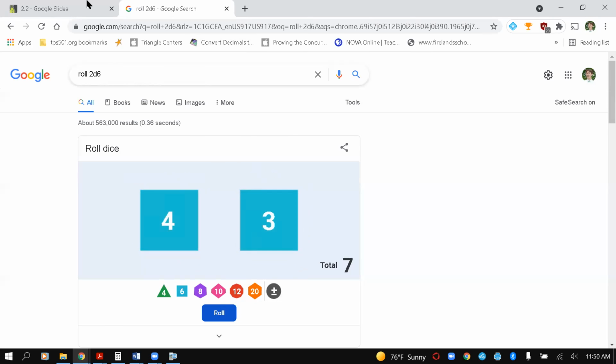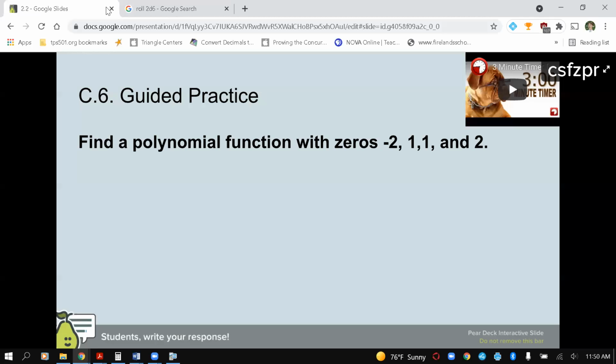Oh yeah. All right, how should I write this function? Perfect. And then we can combine the x minus ones together, right? There are two of them, so it's x minus 1 squared.